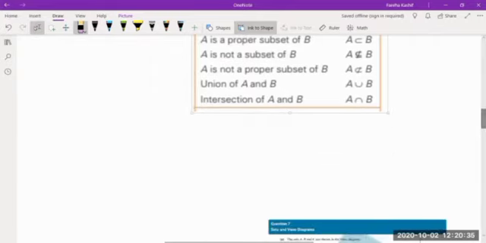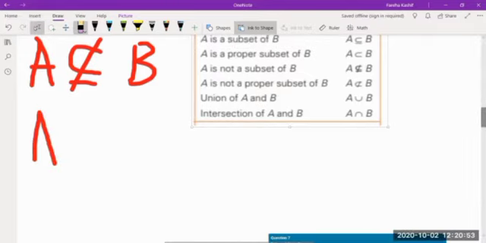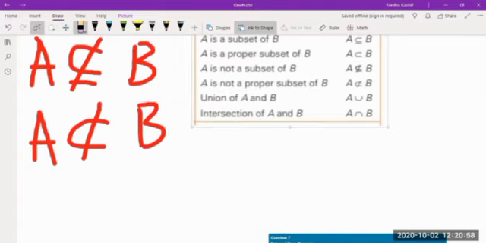then we have A is not a subset of B. So how will I denote that? A is not a subset of B, which means that all the values of A are not in B, and A is not a proper subset of B, which means that that extra value is not included.